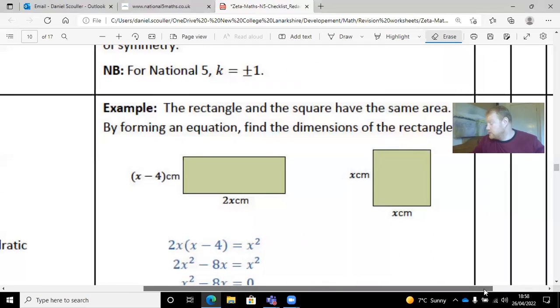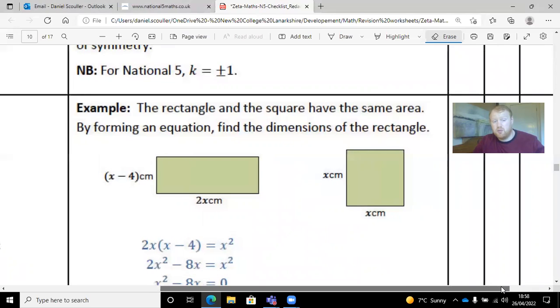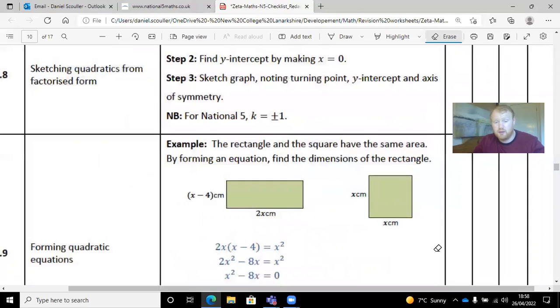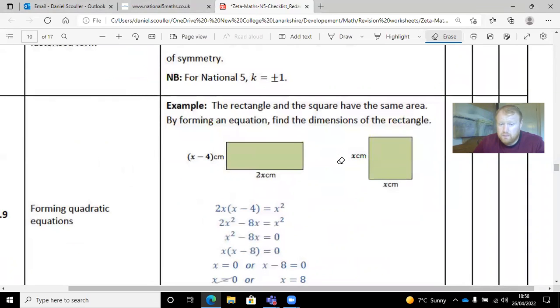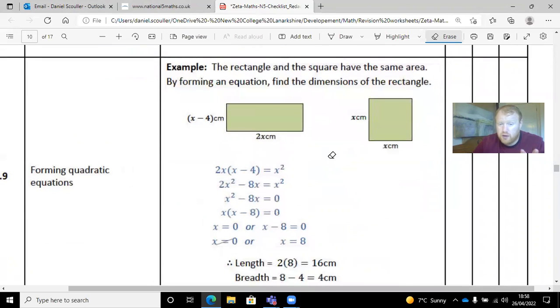What I would say about this is, as I said, it's actually quite rare to come up, but it's a good one to understand. Okay, so the rectangle and the square have the same area. By forming an equation, find the dimensions of the rectangle. So you've got the area of the left-hand side. The area of a rectangle is just your length times your breadth. So it's 2x multiplied by x minus 4. That's the left-hand side. And then this square is just x times x, or x squared.